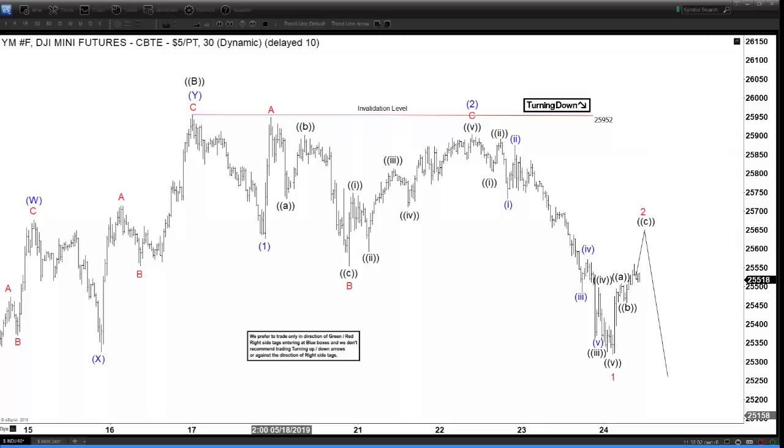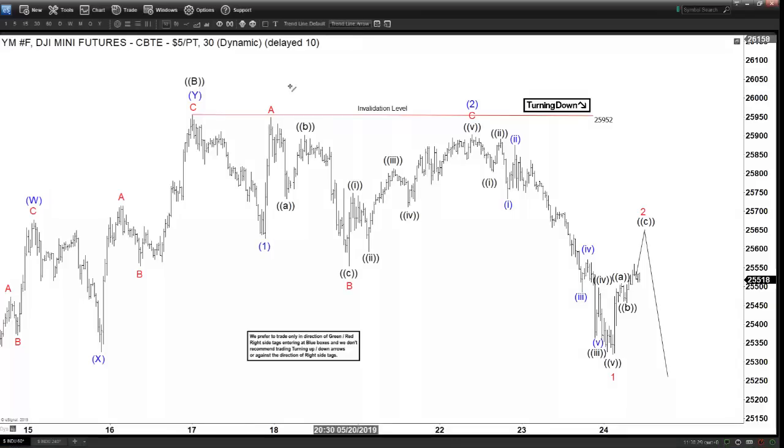So here today we are going to provide an update for the Dow. This is the chart of the Dow Jones Futures, YM Futures. It's a 30-minute chart, a short-term outlook. We can see right here that we are calling this rally to the 25,952 as a wave B. And if that is a wave B, that means we are in the wave C now.